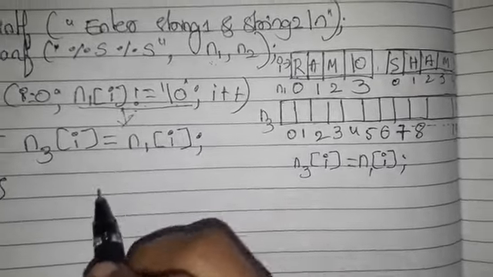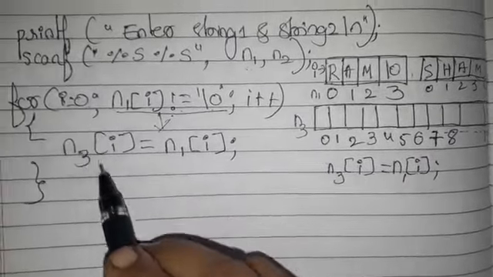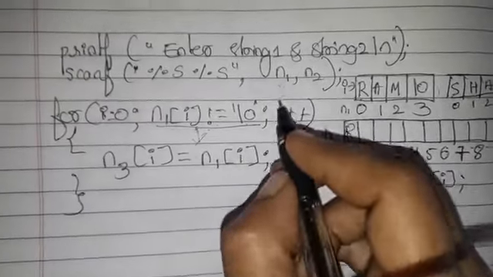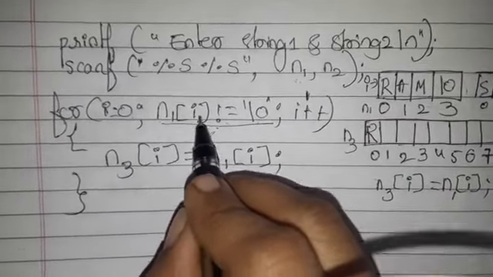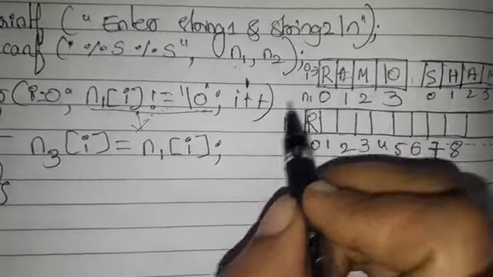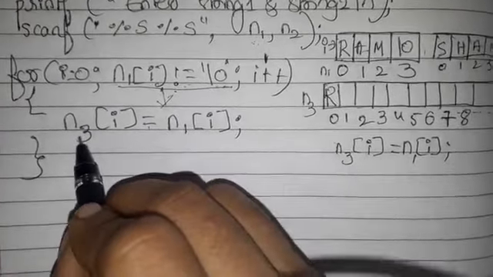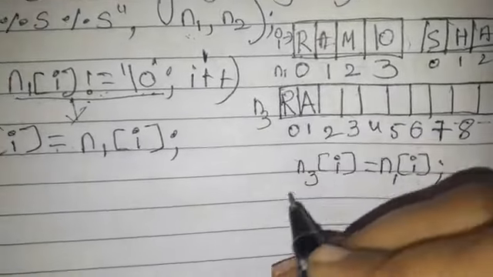It will come inside. So once it comes inside, n3 of I, what is the present value of I? It is 0. n3 of 0 is equal to n1 of 0. What is n1 of 0? It is R. See, successfully I got the value of R here. Next I plus plus, the value of I will become 1. n1 of 1 is not equal to null. What is n1 of 1? It is a. Definitely a is not equal to null. So it is true. It will come inside. n3 of 1 is equal to n1 of 1. So successfully I got the value of a here.